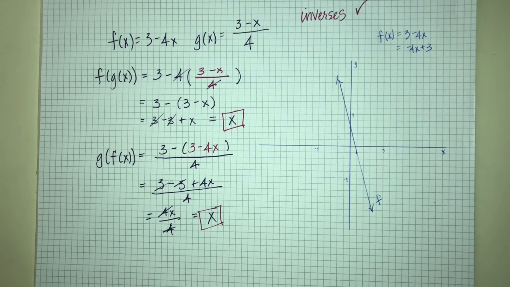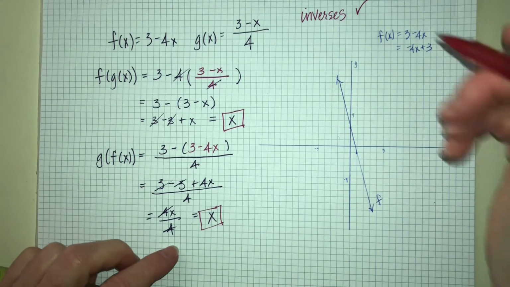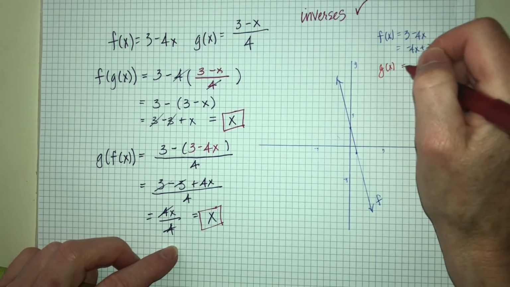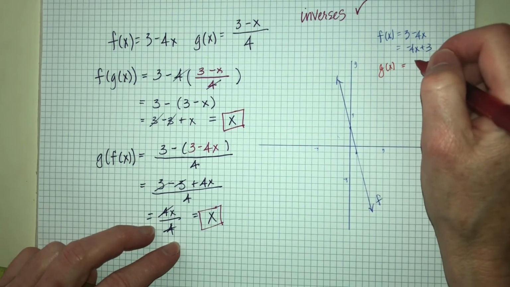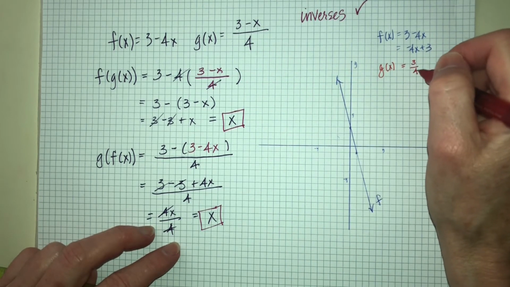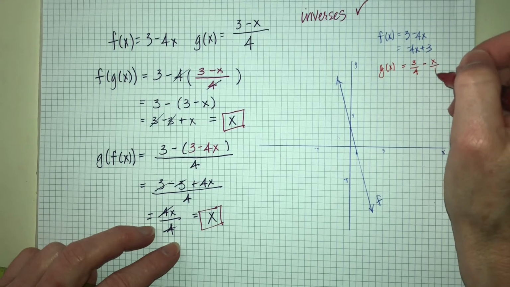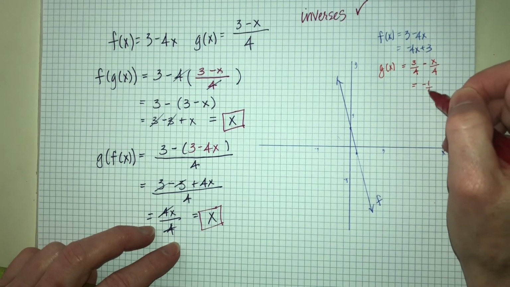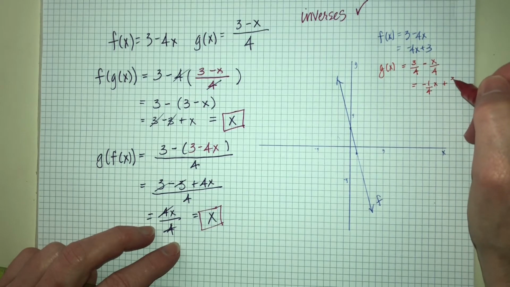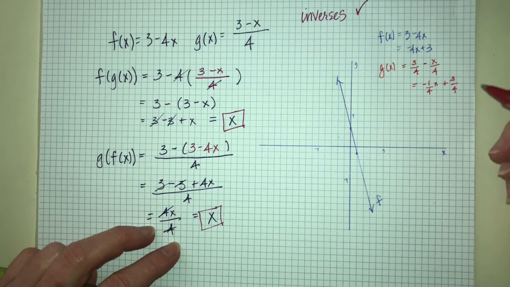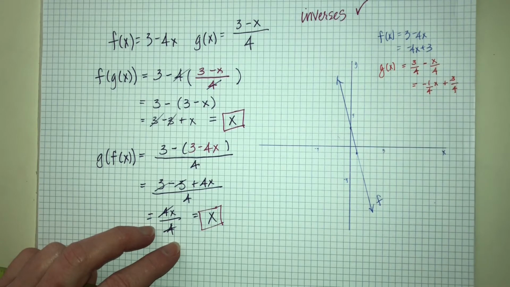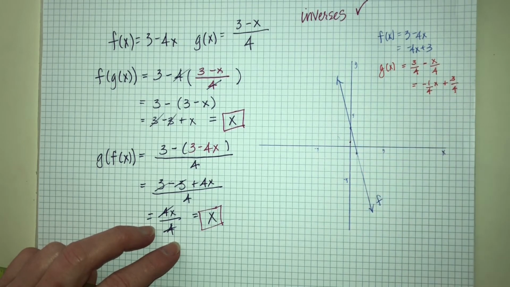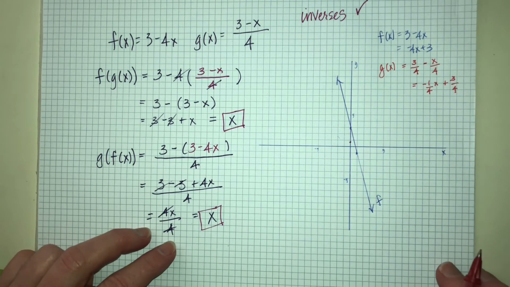And I will graph g of x in red. And so g of x equals 3 minus x over 4. We could rewrite that as 3/4 minus x over 4. And I'll rewrite it again as negative 1/4 x plus 3 over 4. So that graph will, let's see, my y-intercept is positive 3/4, so that's about here. A couple other points on the graph.